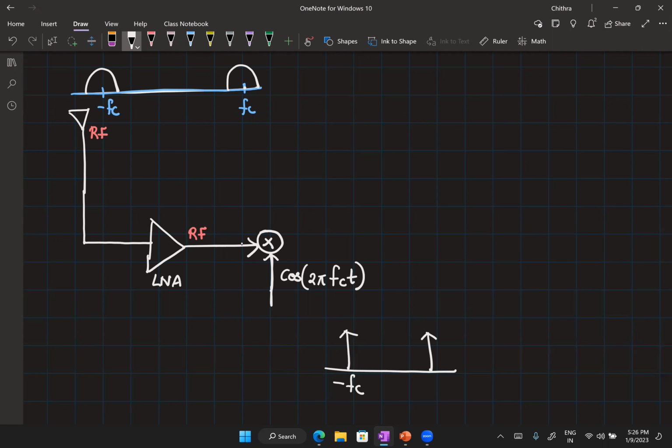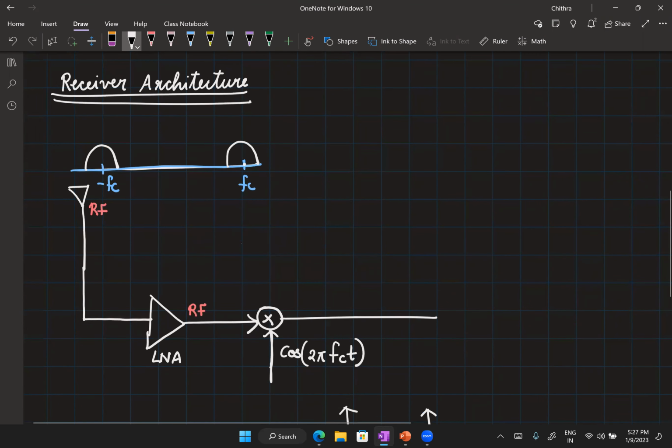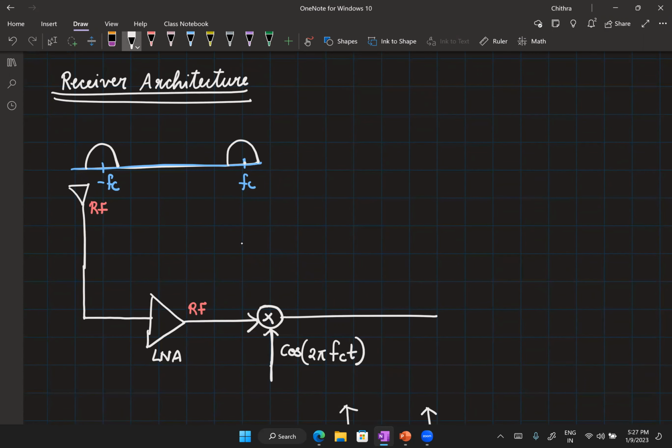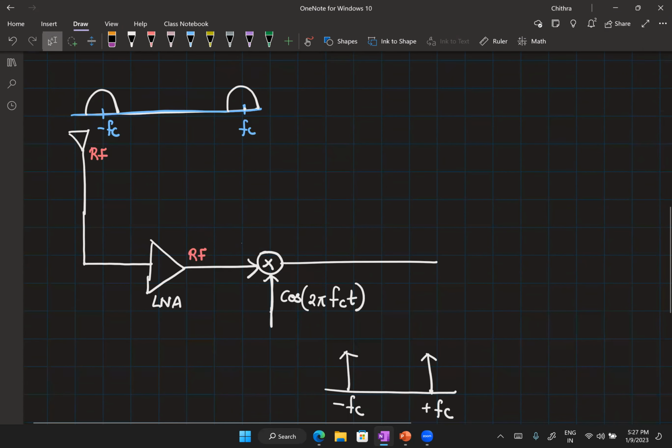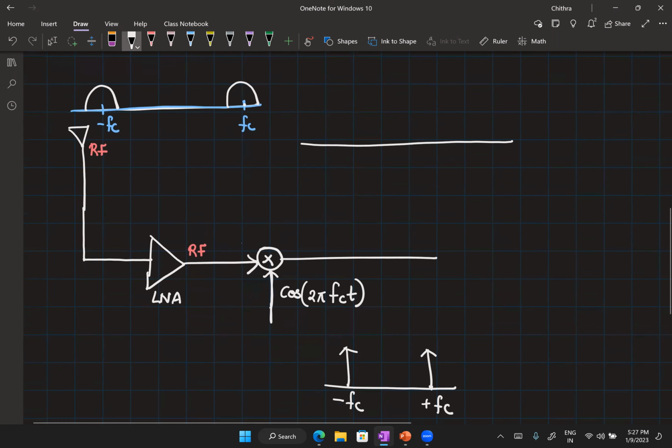So we get minus FC and plus FC, right? Now we are multiplying two signals in time domain. Therefore, in frequency domain, we need to convolve these two spectrums. I will leave the actual convolution process to you to try out. But can you tell me what the output will look like after this? Where will it shift?